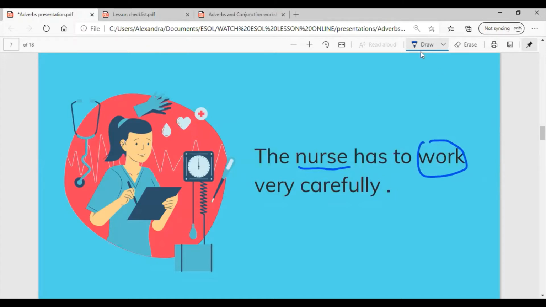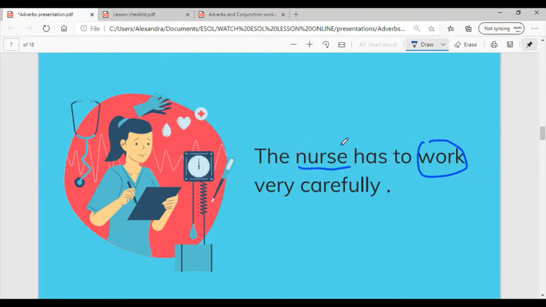So now when we come to our adjective, we look, are there any adjectives describing this noun? So the nurse has to work very carefully. There are no words that tell us more about the nurse. So we don't know what she looks like. We don't know if she's a man or a woman. We don't know anything descriptive about her. So there are no adjectives in this sentence.